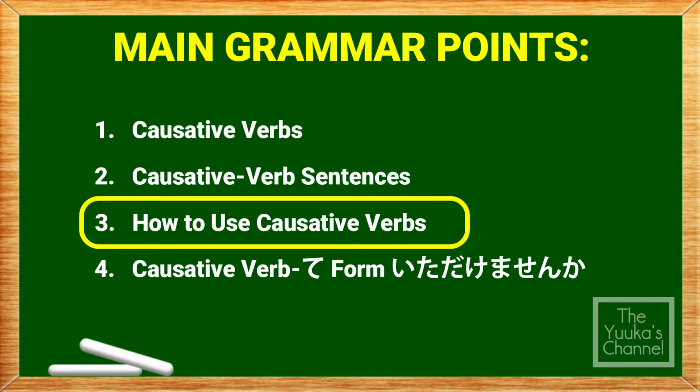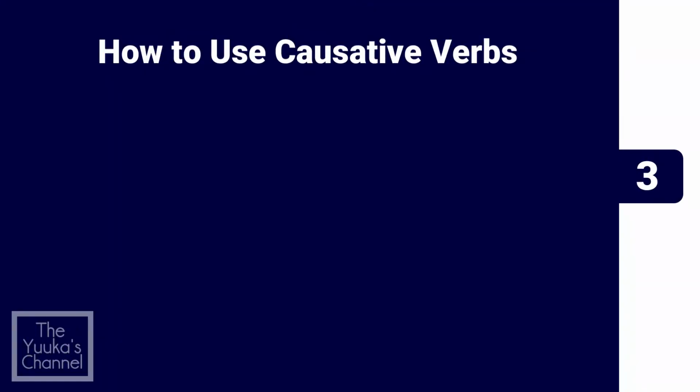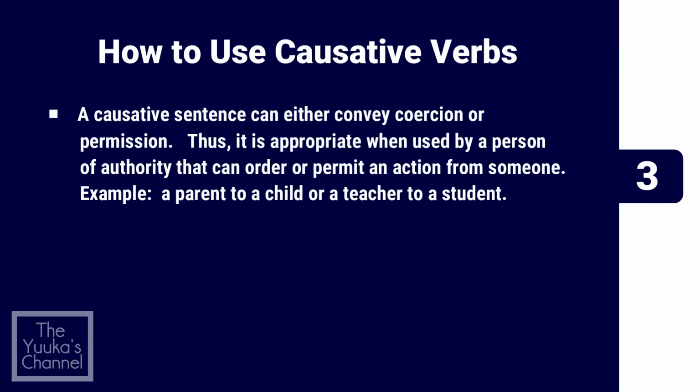Third topic, how to use causative verbs. A causative sentence can either convey coercion or permission. Thus, it is appropriate when used by a person of authority that can order or permit an action from someone. Example, a parent to a child or a teacher to a student.